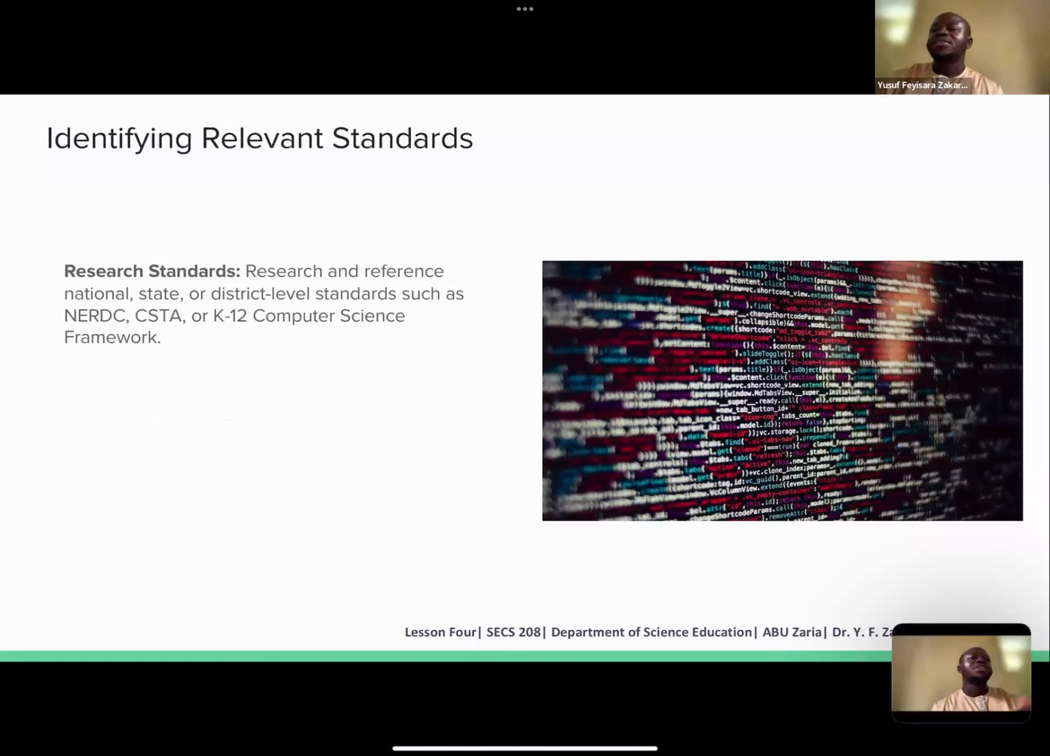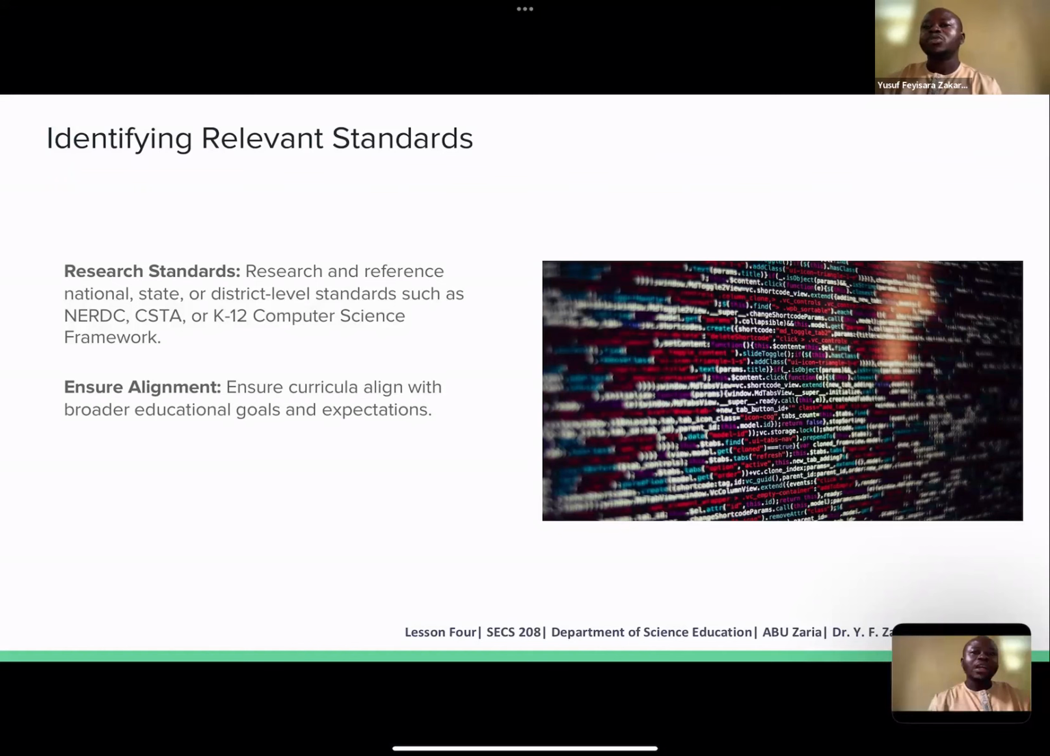For the senior secondary school curriculum, it covers SS1 to SS3. All right? So you can look at the Computer Science Teachers Association also, and then you can look at the K-12, which they have in some Western countries. Then, in the process of identifying relevant standards, you need to ensure alignment. Ensure curricula align with the broader educational goals and expectations.